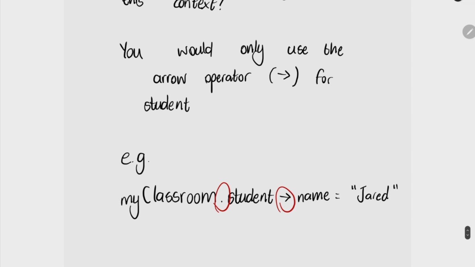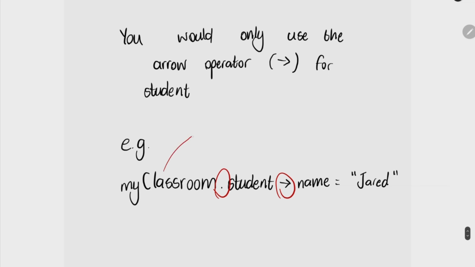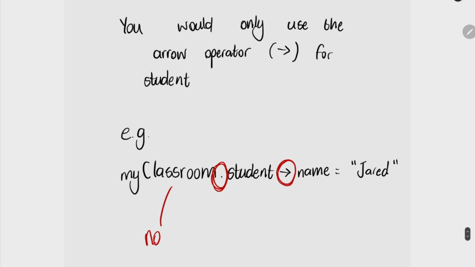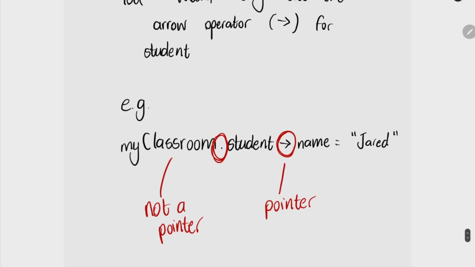Let's say we have created an instance of the classroom struct called my classroom. If we wanted to put the name of one of the students of my classroom, we'd say my classroom dot student, and then here we would use the arrow operator, but for the classroom we use the dot operator, because like I said, that one is not a pointer, and the student one is a pointer. But I'll show you guys an example in the live example in VS Code.